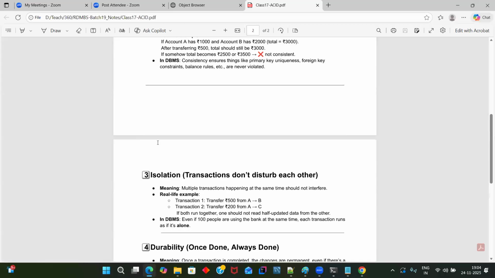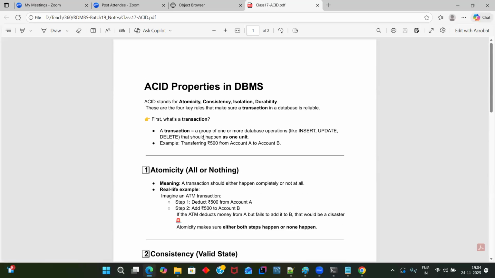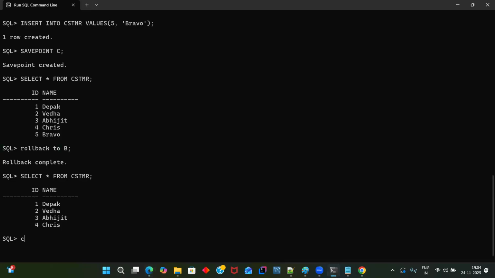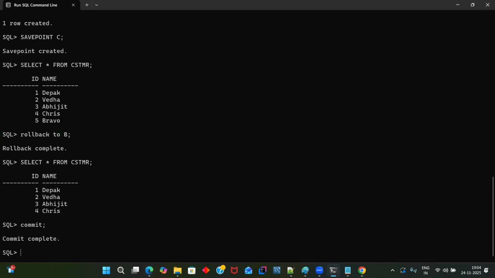So please spend some time. And if you're really not clear on this PDF, you can stop me at the beginning of tomorrow's session. I'm happy to explain this again. I hope everyone is clear on what TCL commands are and what the ACID properties are. Does that make sense, everyone?